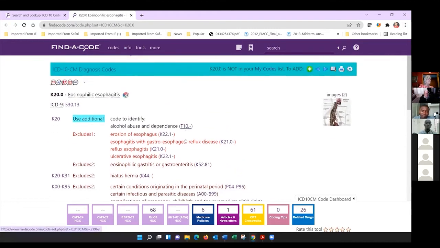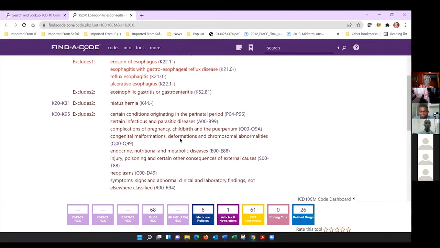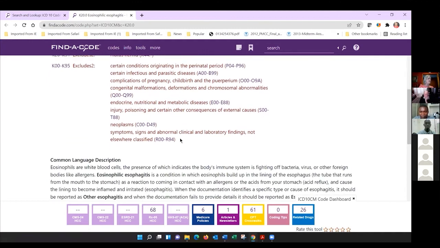All right. So I have a question. So the excludes one, Faye, they're in red because you cannot include them. You cannot code them with this code. Okay. So my red means stop. Can't put it here. All right. So we're not going to read all these excludes two notes, but we see them.